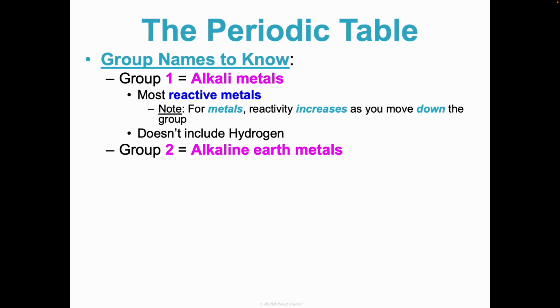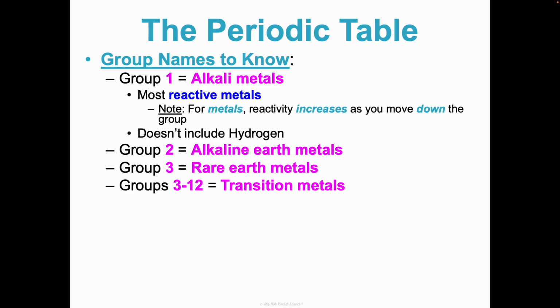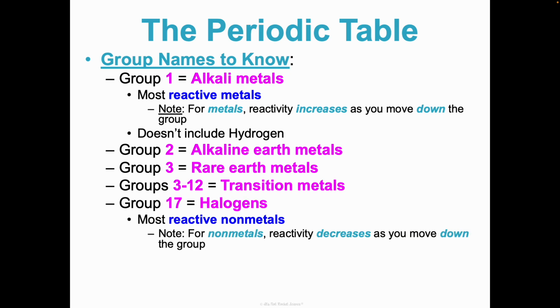Group 2 are known as the alkaline earth metals. Group 3 are the rare earth metals. Groups 3 through 12 are the transition metals. I've already mentioned that. 17 are the halogens. These are your most reactive nonmetals. For nonmetals, reactivity decreases as you move down the group.